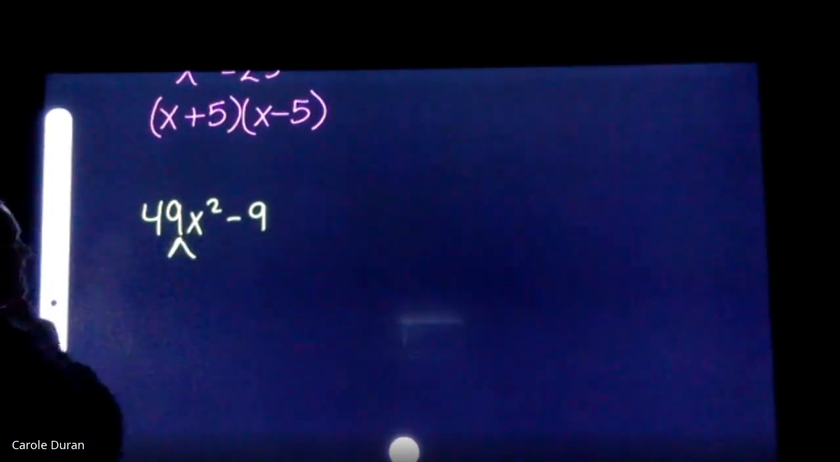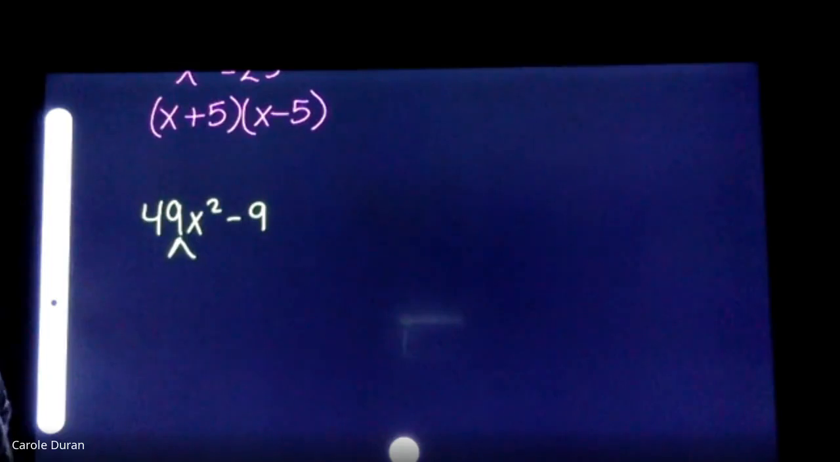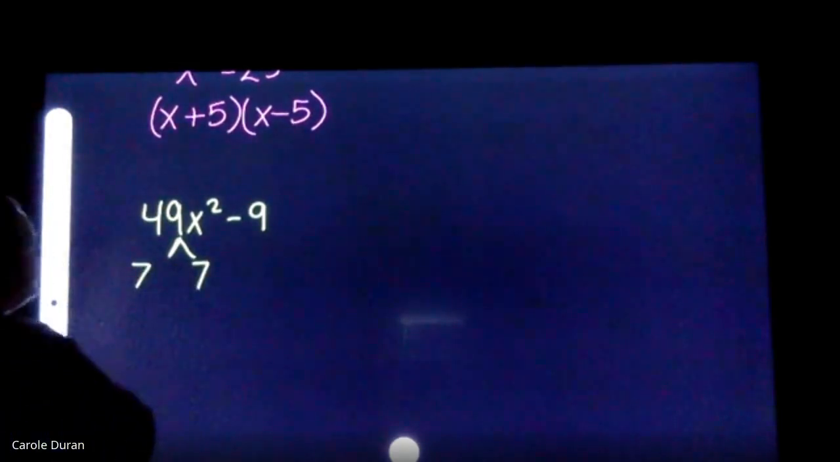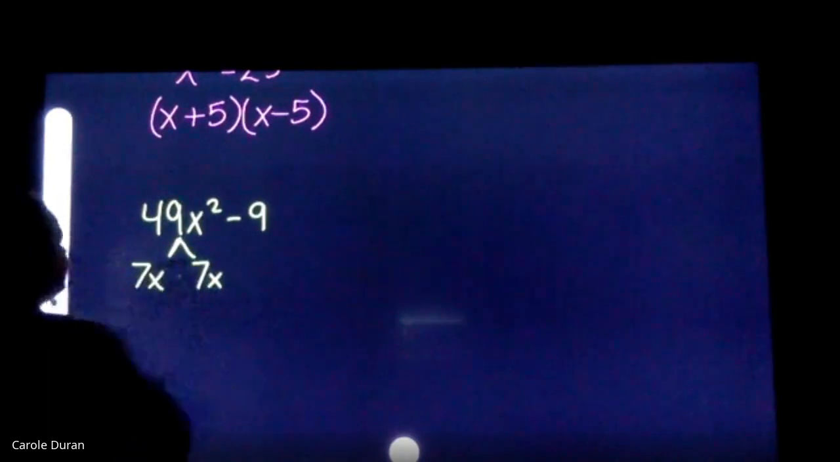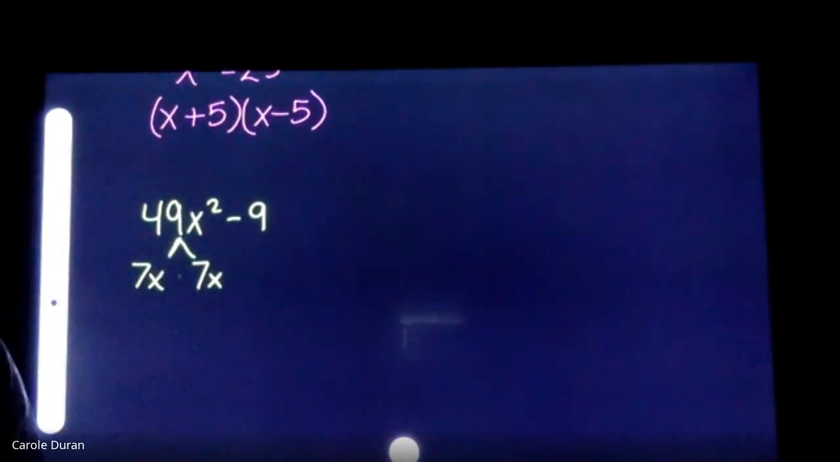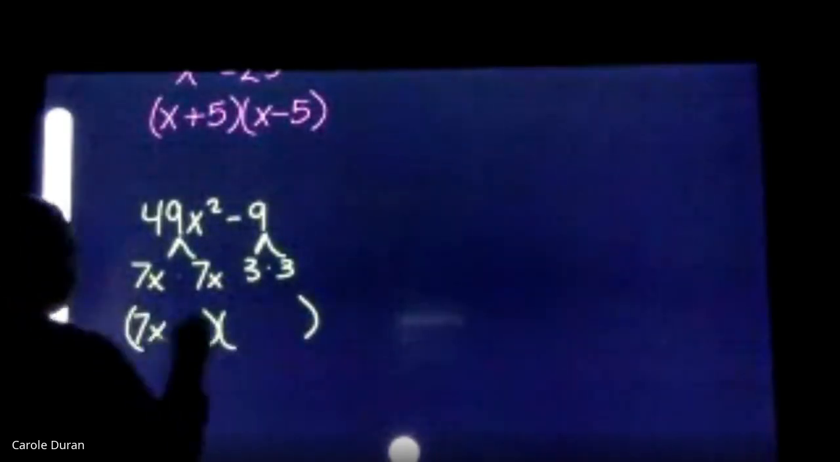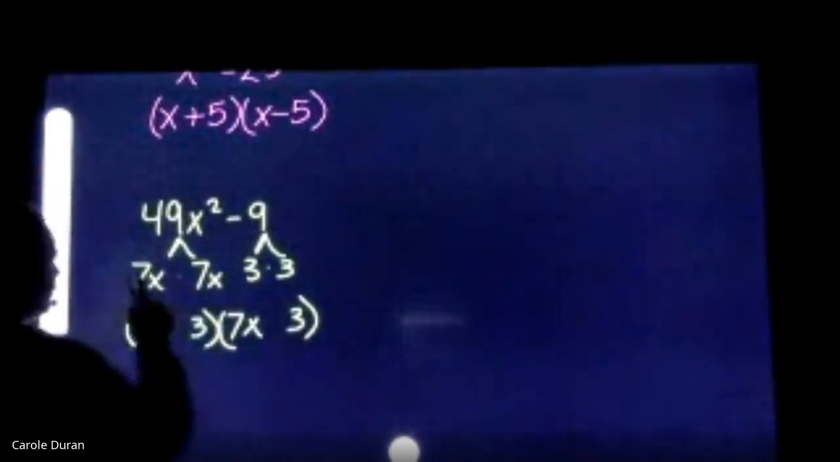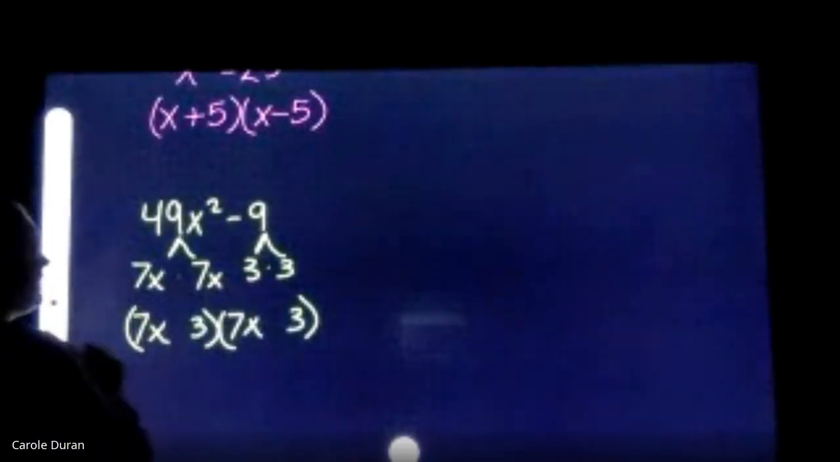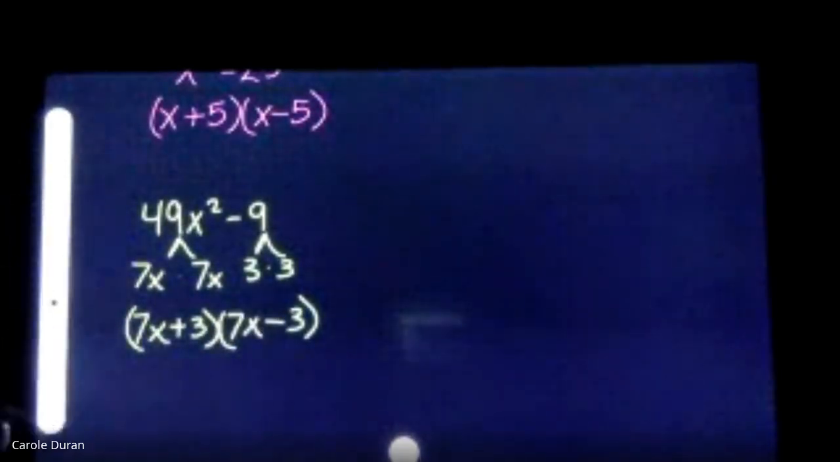So what multiplies together to get 49x squared? Well, to get 49, I have 7 and 7. To get x squared, I have x and x. So 7x times 7x would be 49x squared. To get to 9, I have 3 and 3, which means when this factors, it's going to factor into the root of my first term and the root of my second term twice, one with addition and one with subtraction. So this factors into 7x plus 3 and 7x minus 3. Both of my factors are identical except one is addition and one is subtraction.